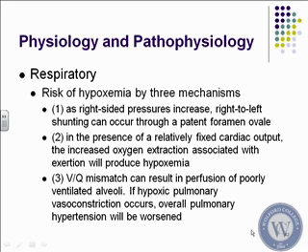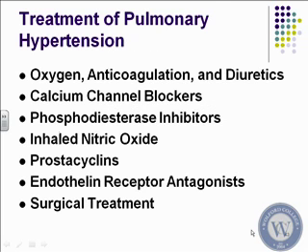Respiratory-wise, you have a risk for hypoxia by three mechanisms. One is the right-sided pressures begin to increase. Sometimes we'll open up the patent foramen ovale, and then you get basically a shunting effect that takes place. You also may have a relatively fixed cardiac output, with increased oxygen extraction associated with exertion producing hypoxemia. And the third reason would be the significant VQ mismatch that takes place.